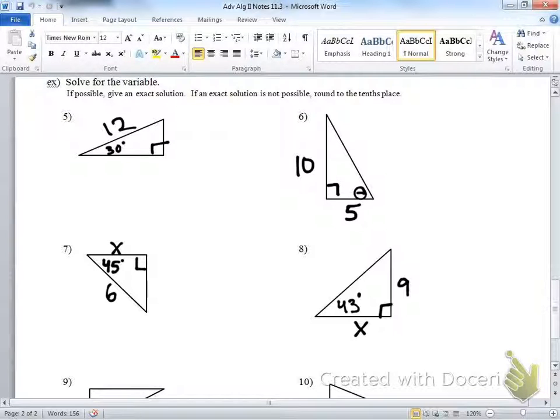So in number 5, we have a right angle and a 30-degree angle. So the other one has to be 60. So this is a 30, 60, 90. The hypotenuse is 2 times some number x. What would x be in this case? 6. You multiply it by 2 to make it 12, right? We're looking for the shortest side across from the 30. The other side is 6 square root 3.